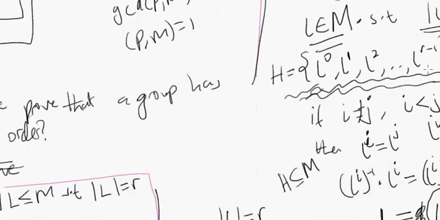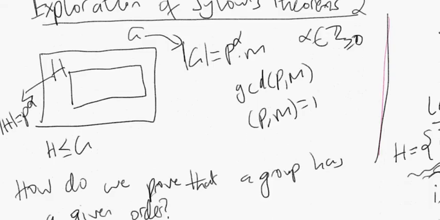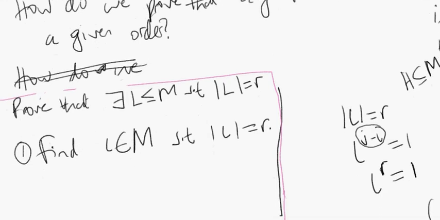This is what it's claiming here, because ultimately Sylow's theorem is asking us to find, for any group, some subgroup that has some order. In this case, the order is p to the alpha. So how do we show that a group has a subgroup of a given order? How do we prove that there exists some subgroup L of a group M such that the order of L equals R? Well, one way to do it is to find some little l, an element of M, and show that the order of little l equals R. That may be a possible strategy to finding a subgroup of order p to the alpha.